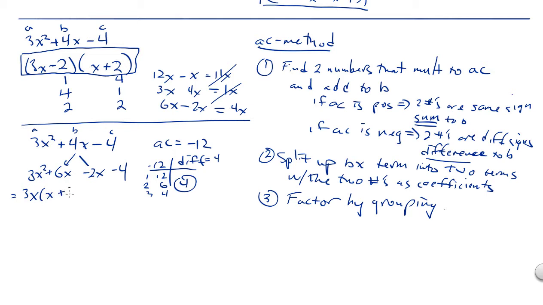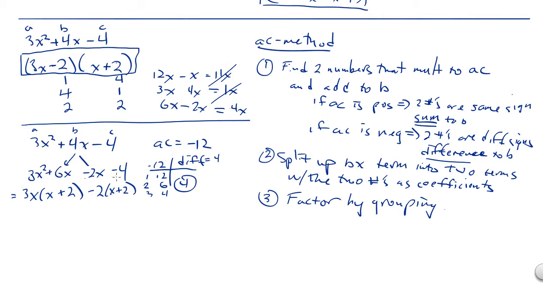X plus 2. And now here, remember factor by grouping, we're looking for x plus 2 here after we factor something out of these two terms. Well, what we'll have to factor out is a negative 2. When you factor out a negative 2 out of this term, you divide by negative 2, you get positive x. Divide a negative 2 into the negative 4, you get positive 2.